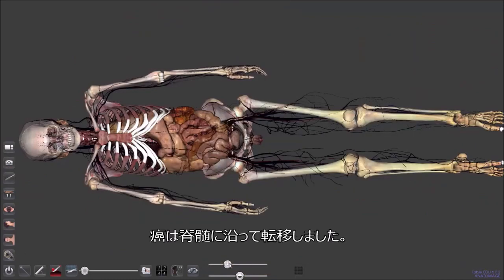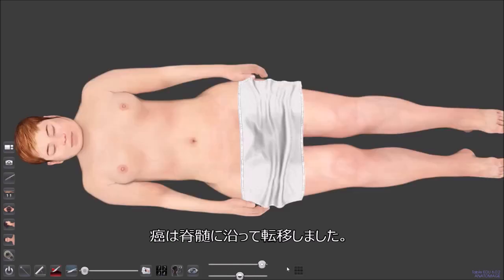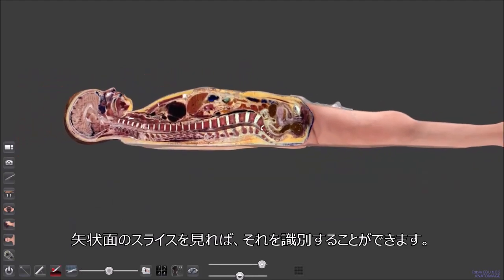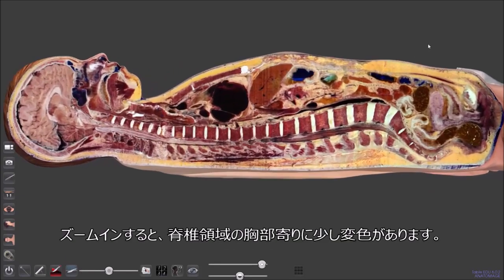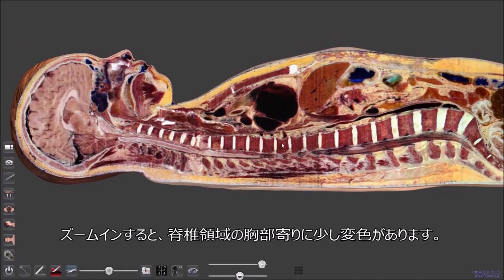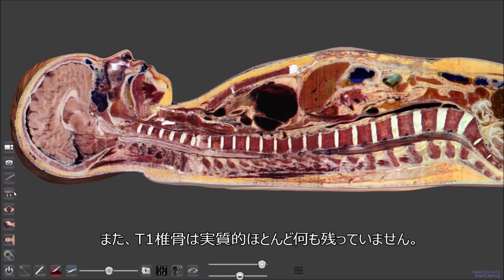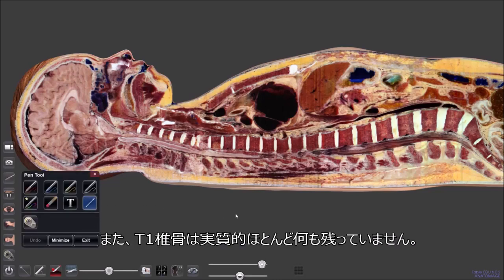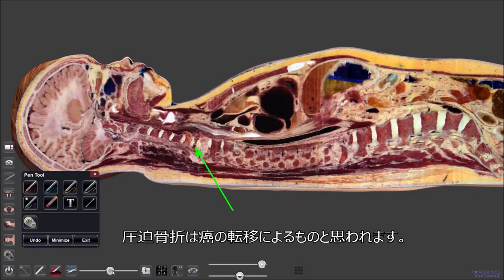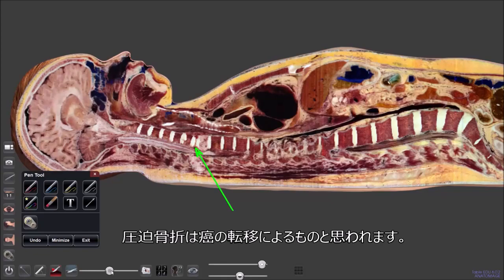Her cancer did metastasize along her spinal cord, and we can identify that by taking a sagittal slice of this cadaver. When zooming in, we can notice that there's some discoloration towards the thoracic portion of her spinal area. And you'll also notice that at her T1 vertebrae, there's almost virtually nothing left of it. A compression fracture was caused by the cancer metastasizing.